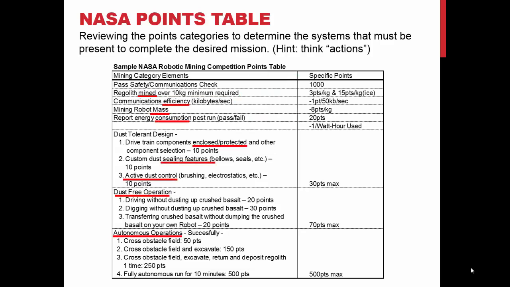Also, we can see other action terms: efficiency, mass, energy consumption, enclosures or protection, sealing, active dust control, dust-free operation, and autonomous operations. All these will define systems that have to be present in the design of the rover.